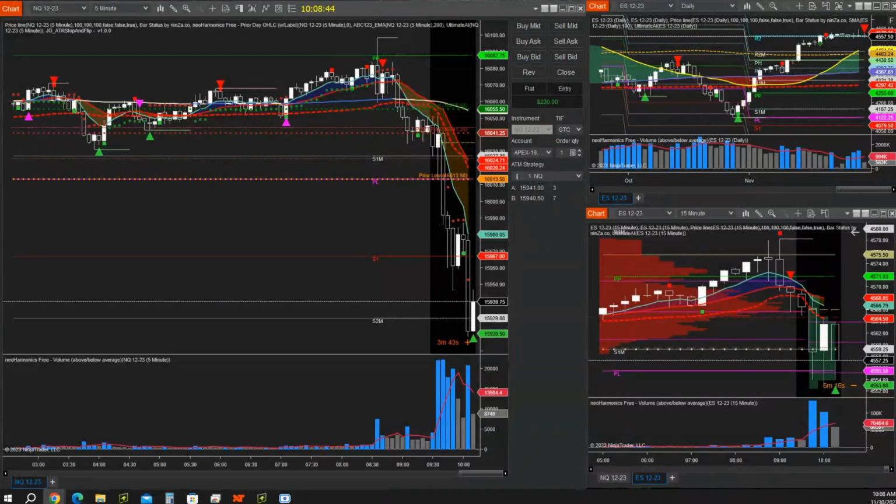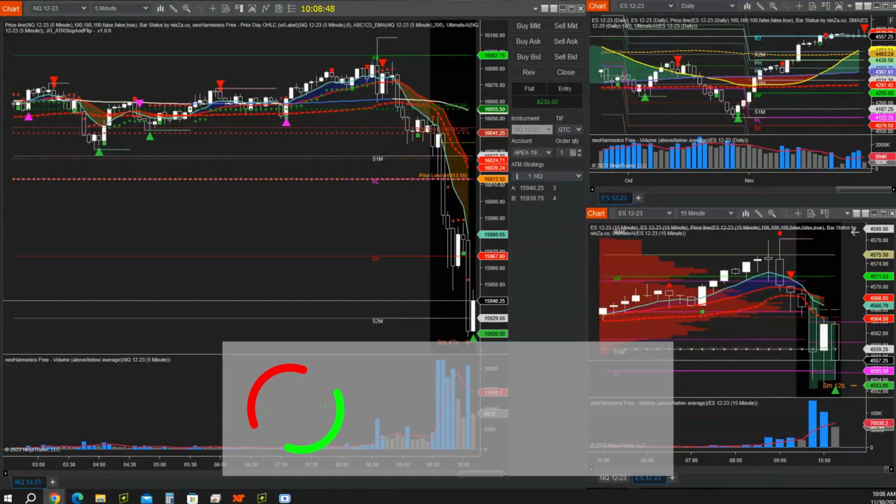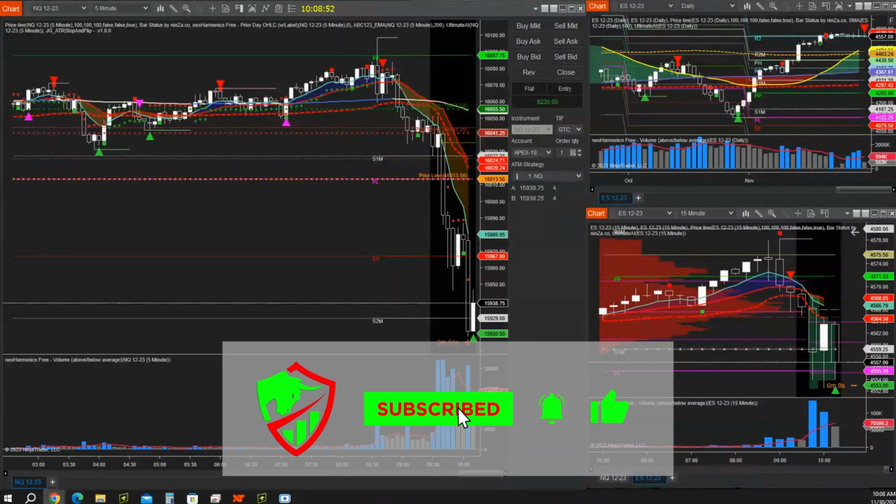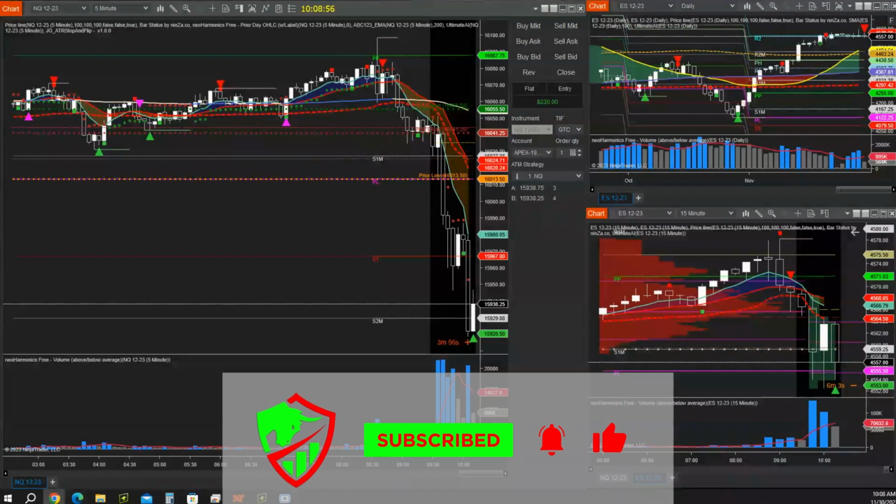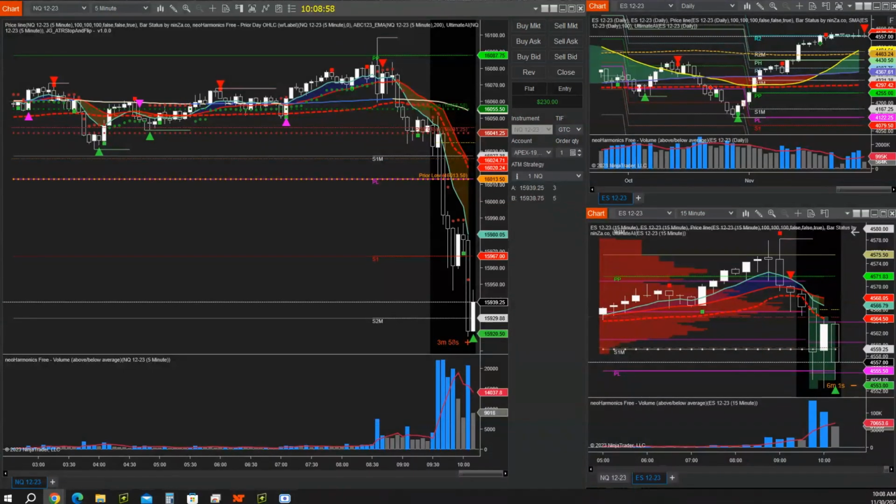We're gonna see what we can do today trading. As you can see, I'm up $230 right now. Looking for a couple more trades. It's 10 o'clock, a little after 10 o'clock.